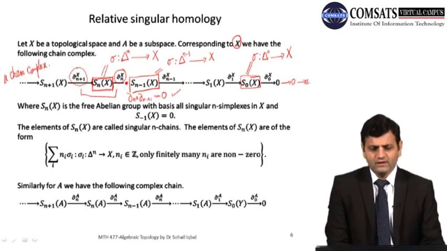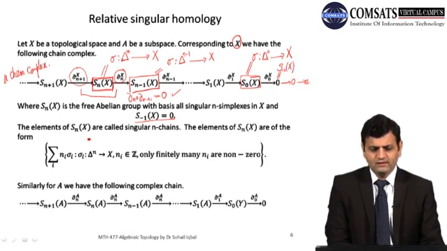Okay, so we have a chain complex, and in this chain complex we take S of minus 1 of X to be equal to 0, and of course everything after this will be 0.